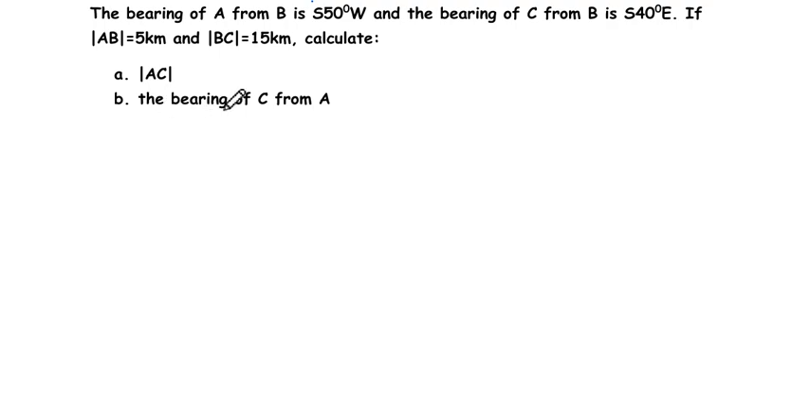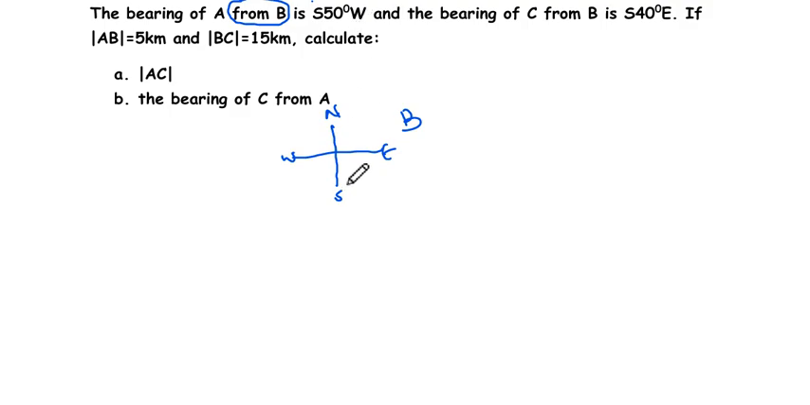To solve this question successfully, you need to sketch the diagram properly. When you sketch the diagram properly, then it becomes easier to solve the problem. Now it says the bearing of A from B. From B means we are measuring from B. So let's draw B and measure that point. So this is point B, this is north, south, west and east.